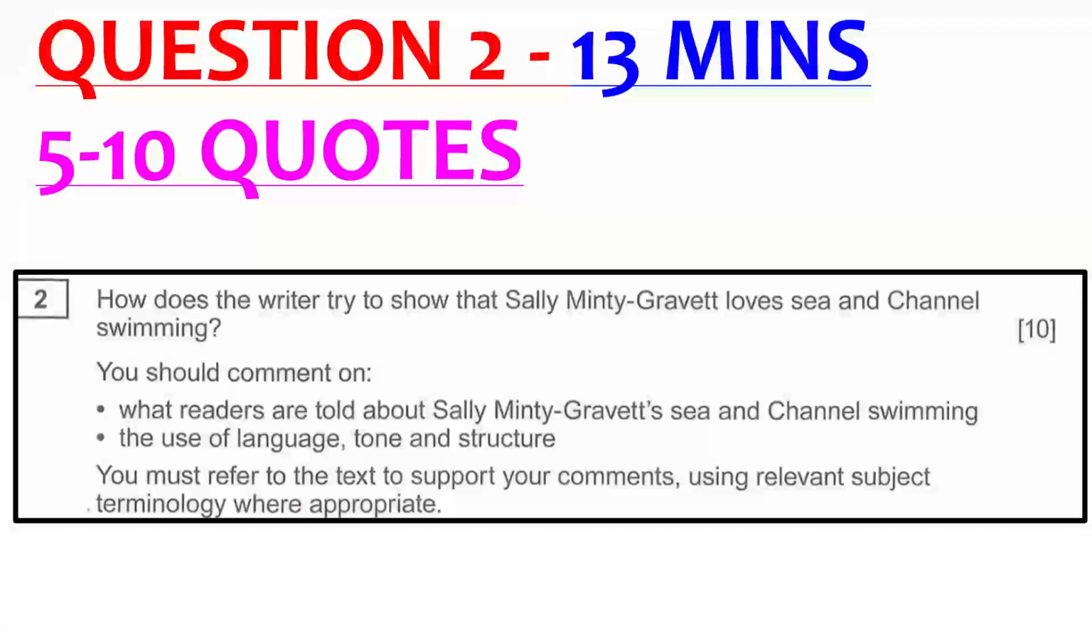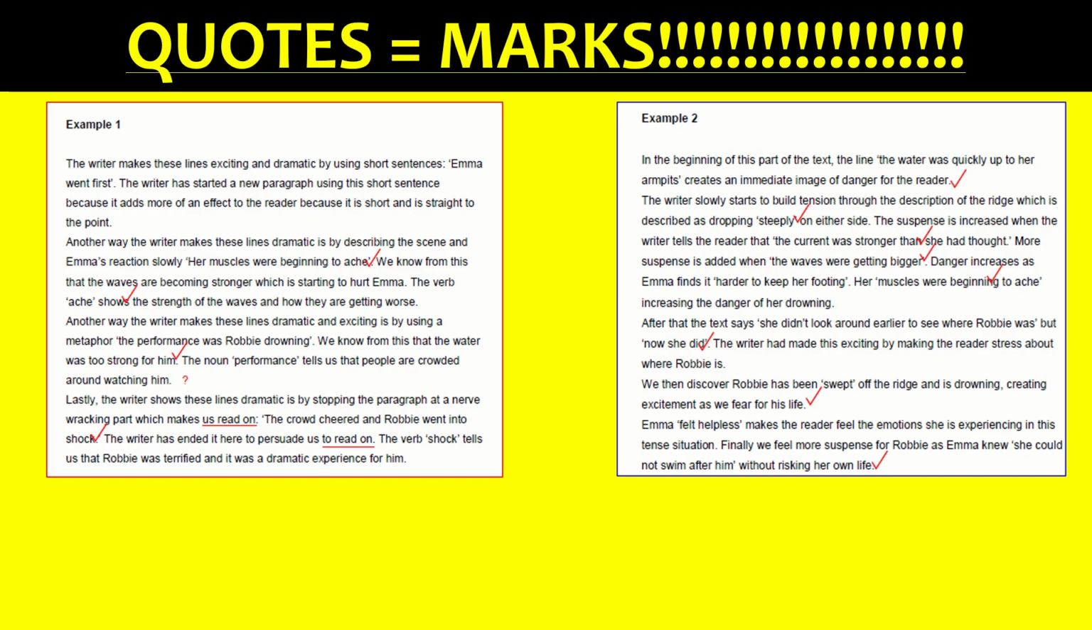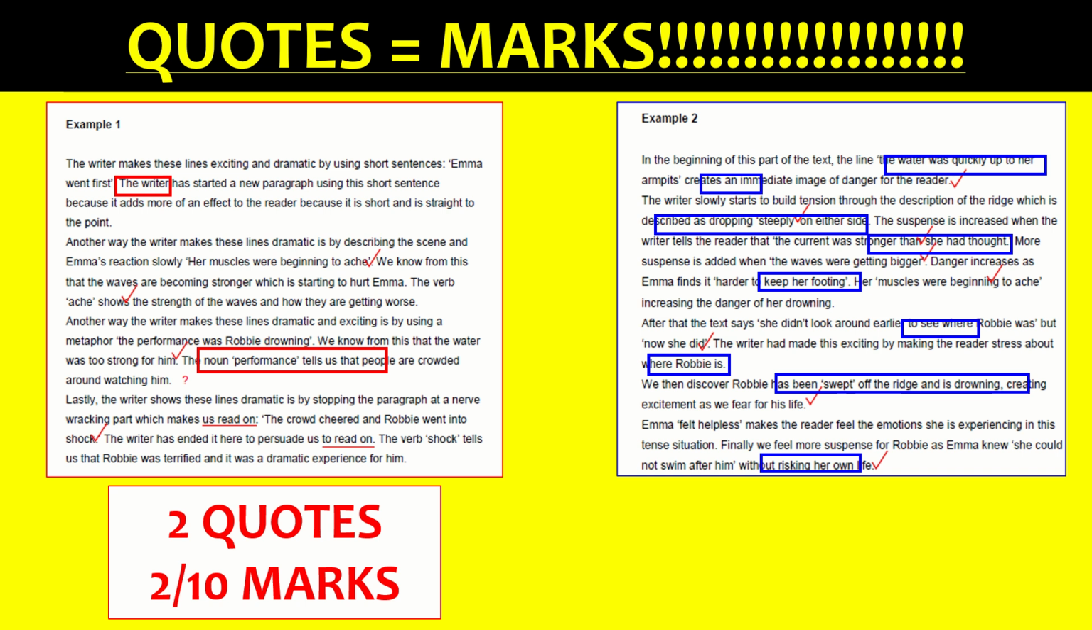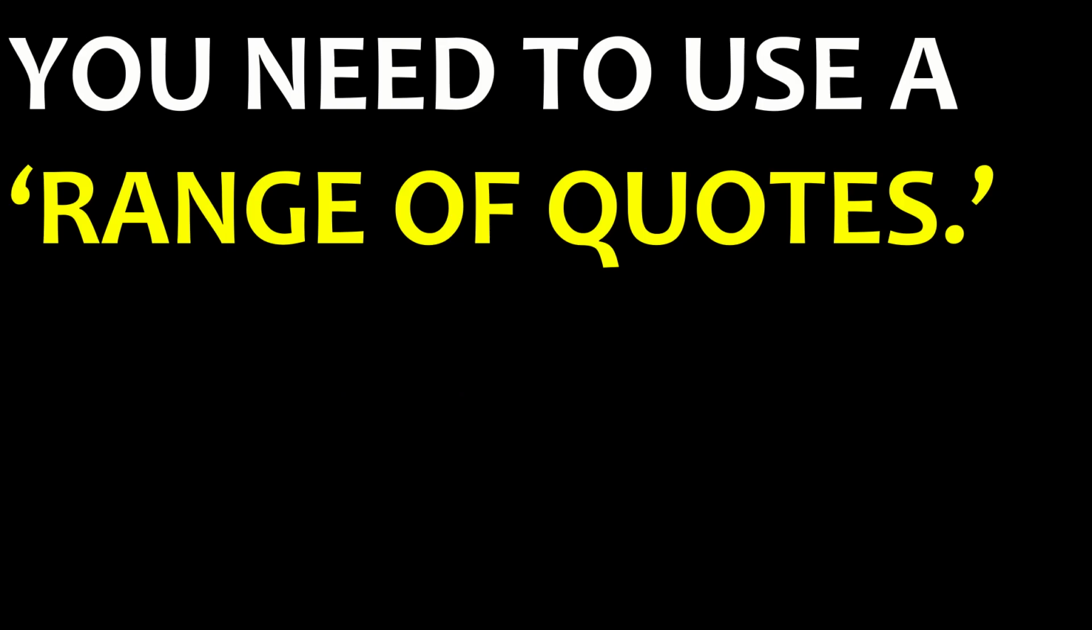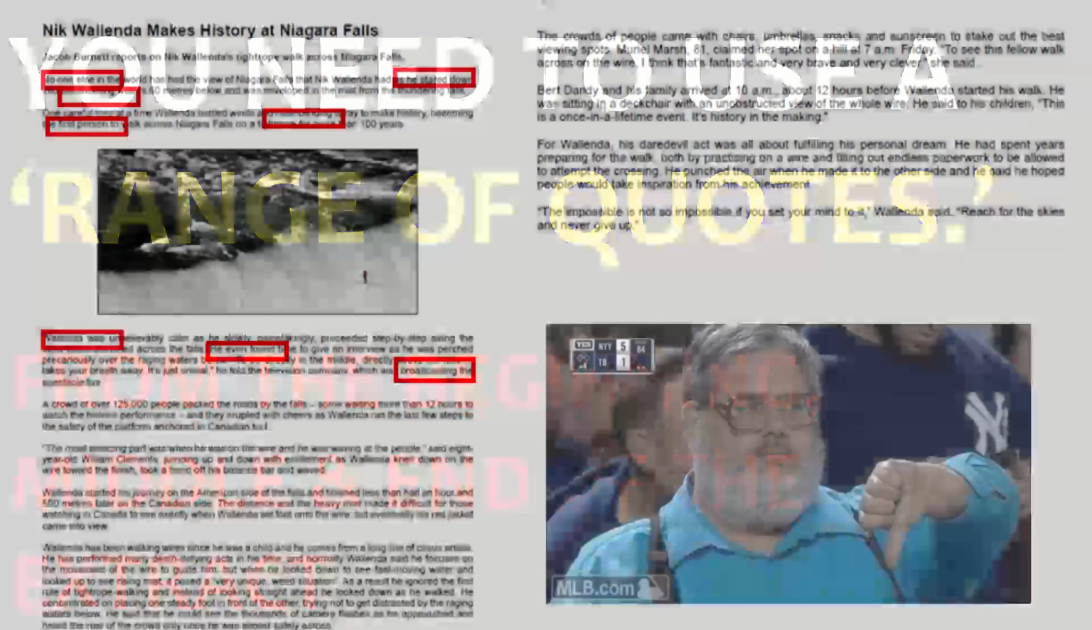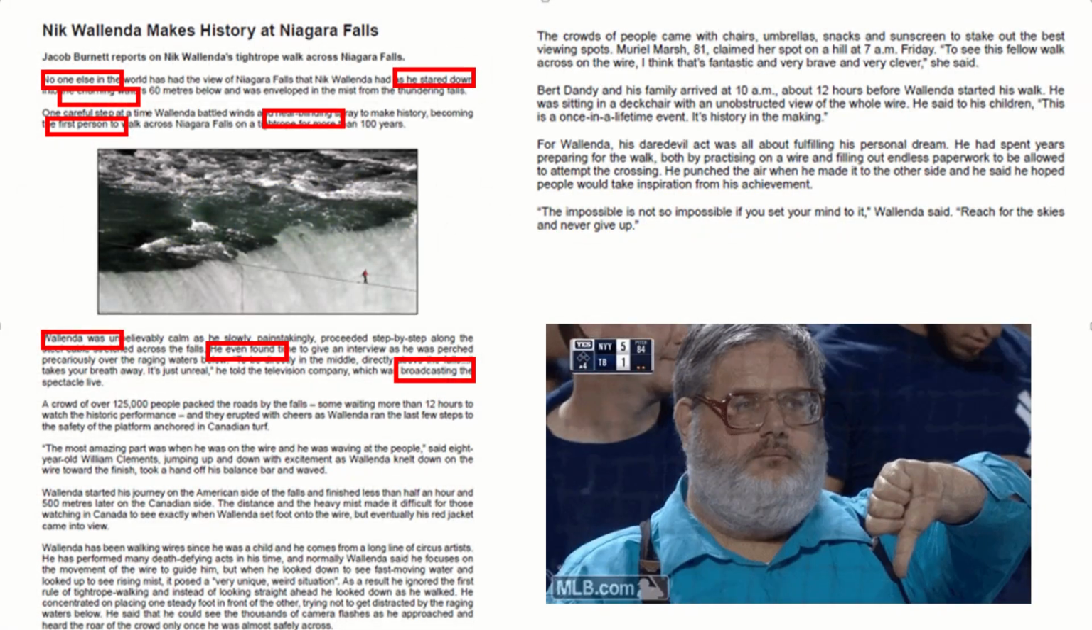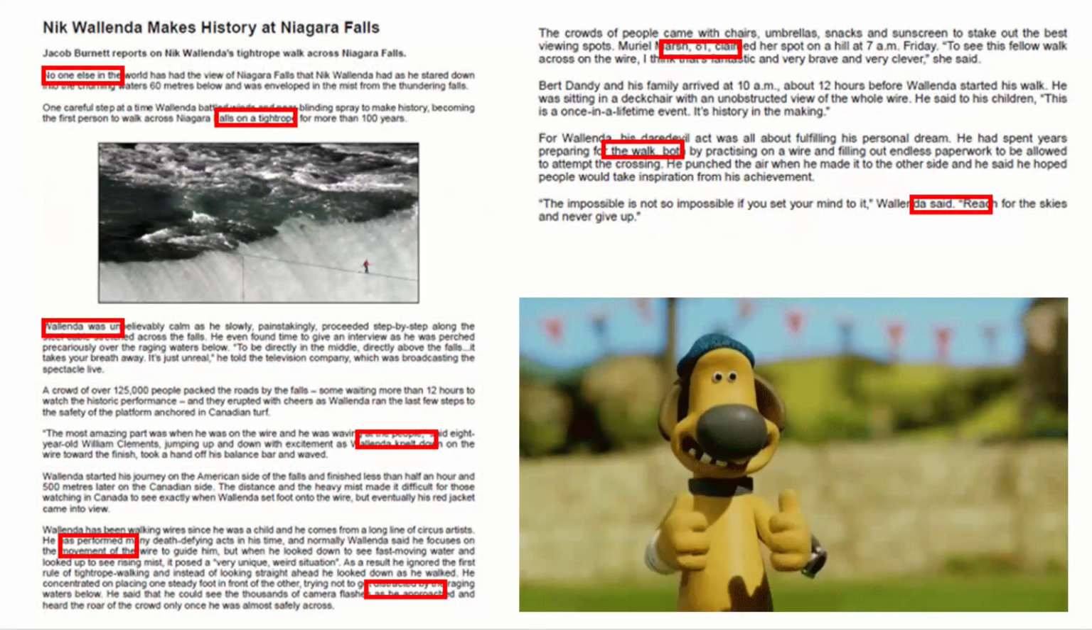Okay, question 2. This is the analysis question, and it was, how does the writer show that Sally loves sea and channel swimming? So you should have found quotes that showed that and then analysed the use of language. The key to doing well in this question is trying to use as many quotes as possible. So it's almost like a point and mark to some degree. This question is all about picking out quotes and saying the effect on the reader. You need a range of quotes in this exam, so you would have been marked down if you'd just taken a few from the start. You've got to make sure you take quotes from all over the extract.